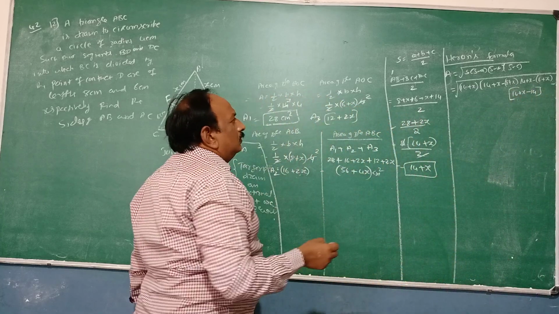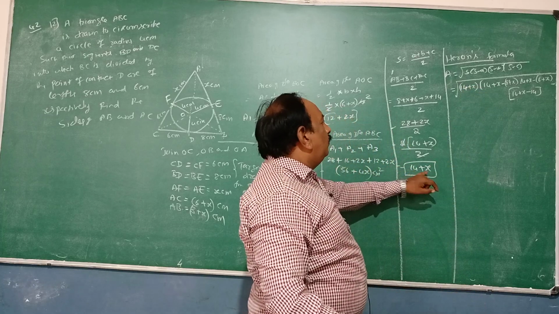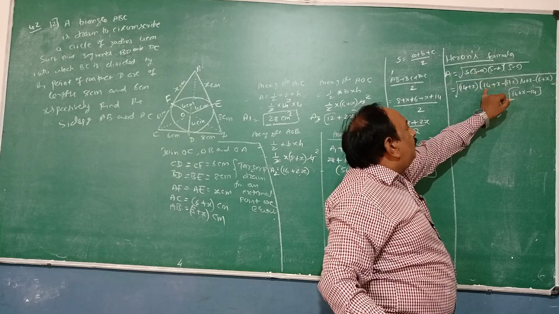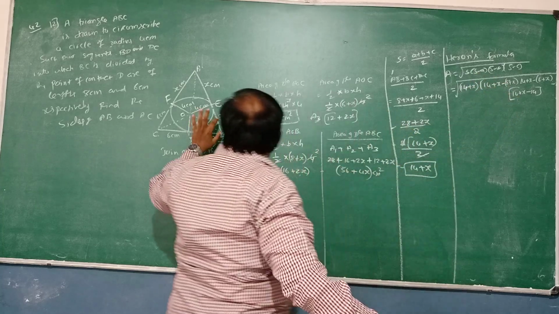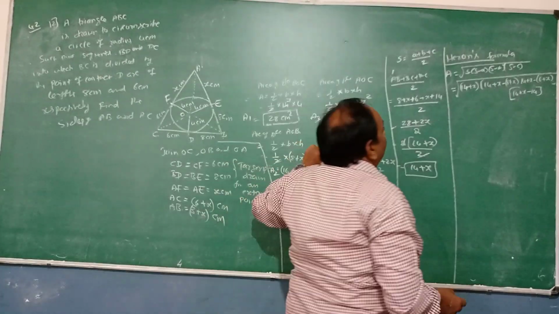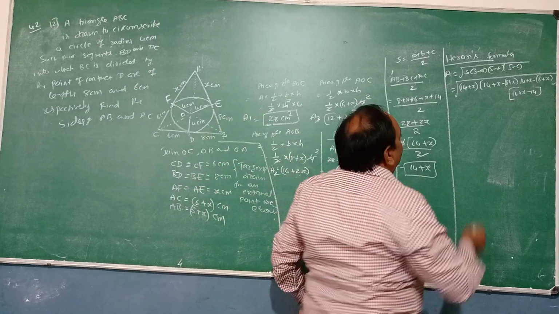Under the root, what is this S? S is equal to 14 plus x. S minus A: 14 plus x minus A, which is 8 plus x. 14 plus x minus 6 plus x. 14 plus x minus 14.